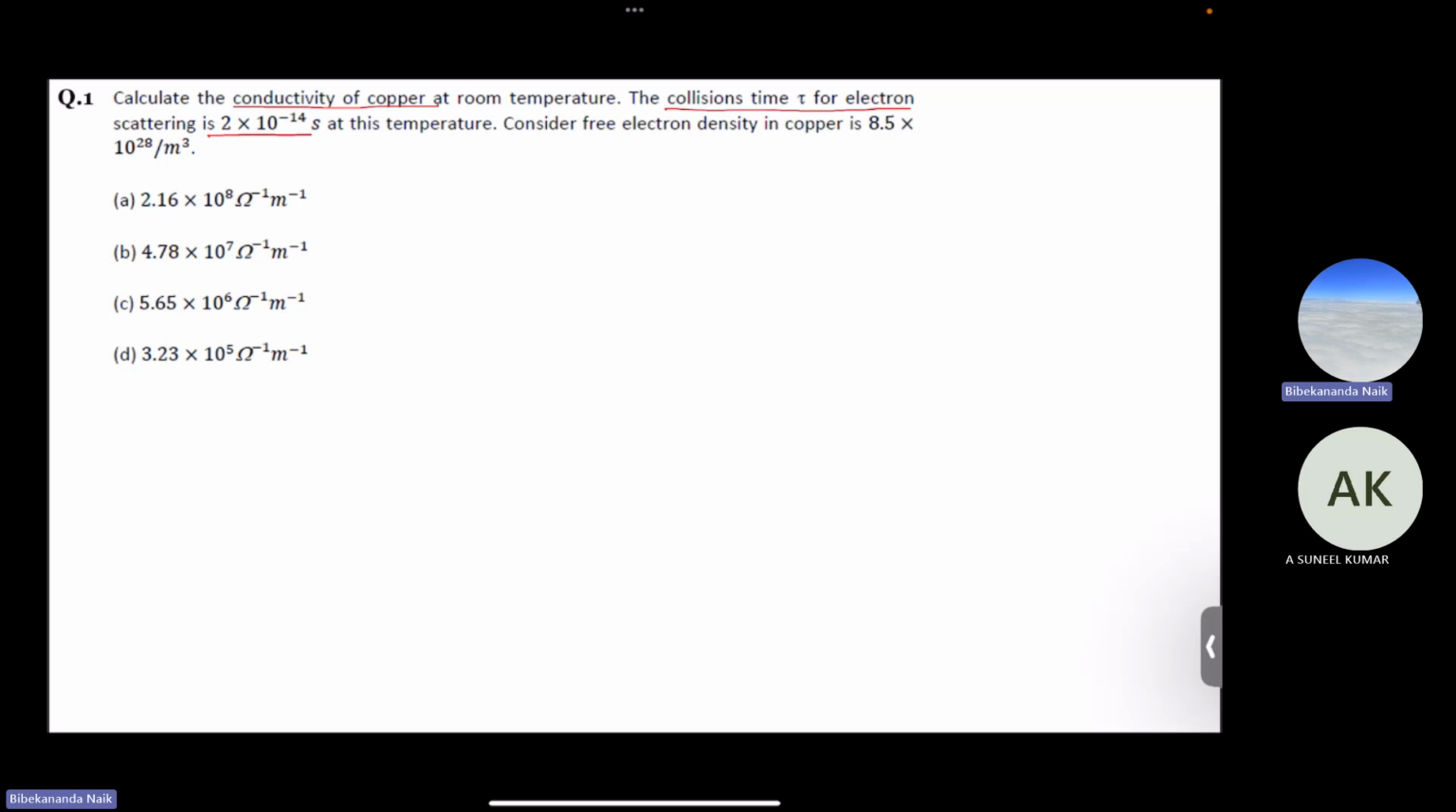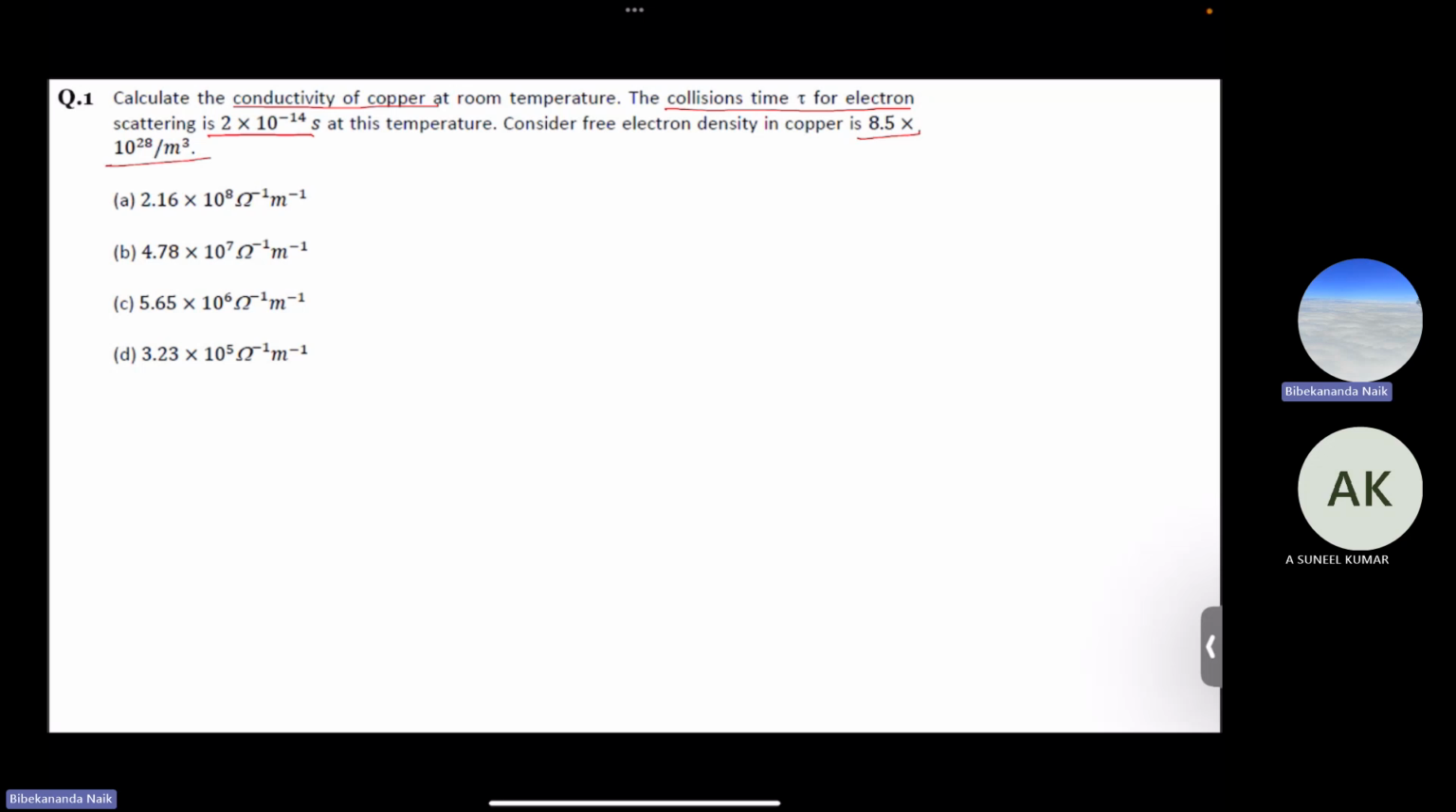The free electron density in copper is 8.5 × 10^28 per meter cube. So this is the number density. This is the collision time for electron scattering. And using these two values, we need to find out what will be the conductivity of copper.